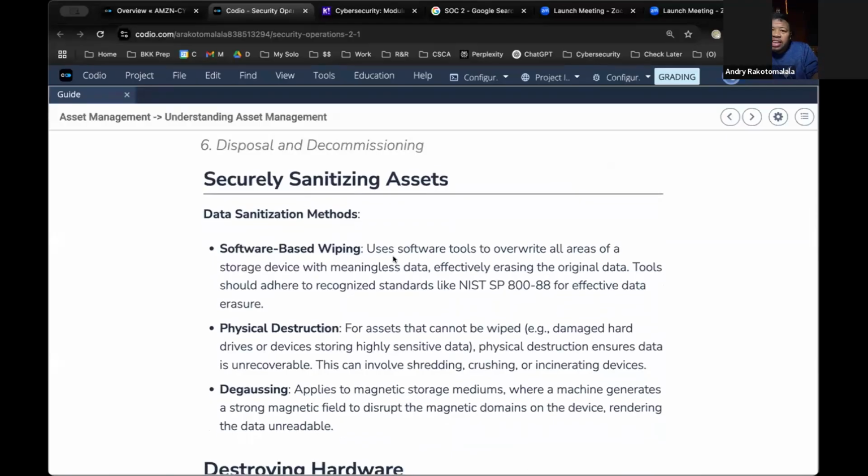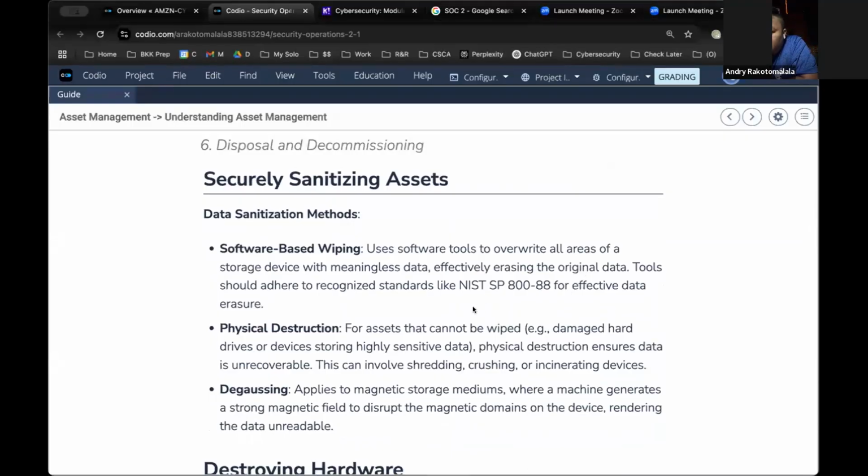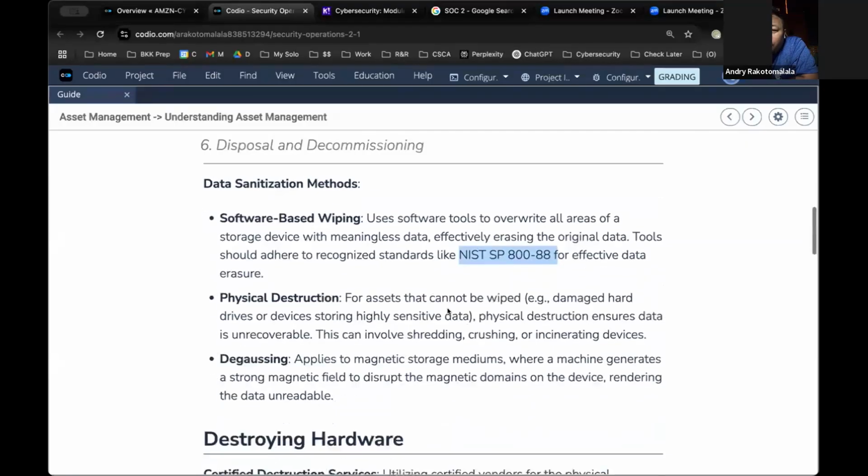Then there is data sanitization. There are different ways that you can sanitize data. There's software-based wiping. You can use software to overwrite certain areas of storage, such as storage devices or different servers. And one of the things you can adhere to is NIST SP 800-88. That's around data erasure.